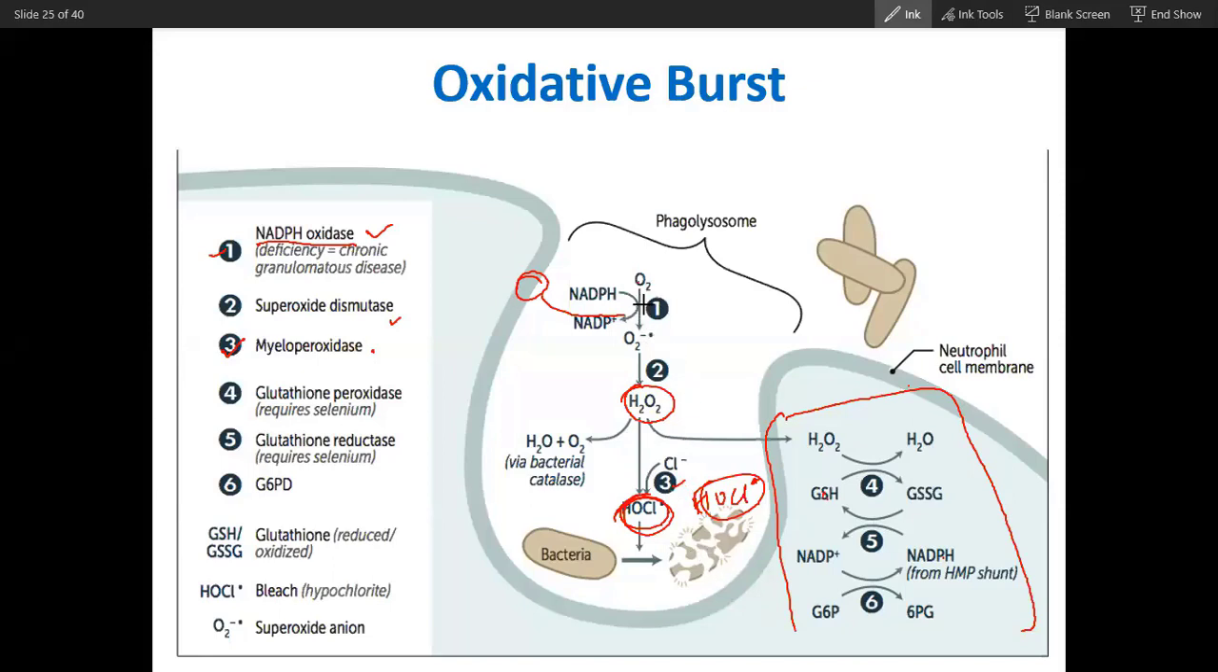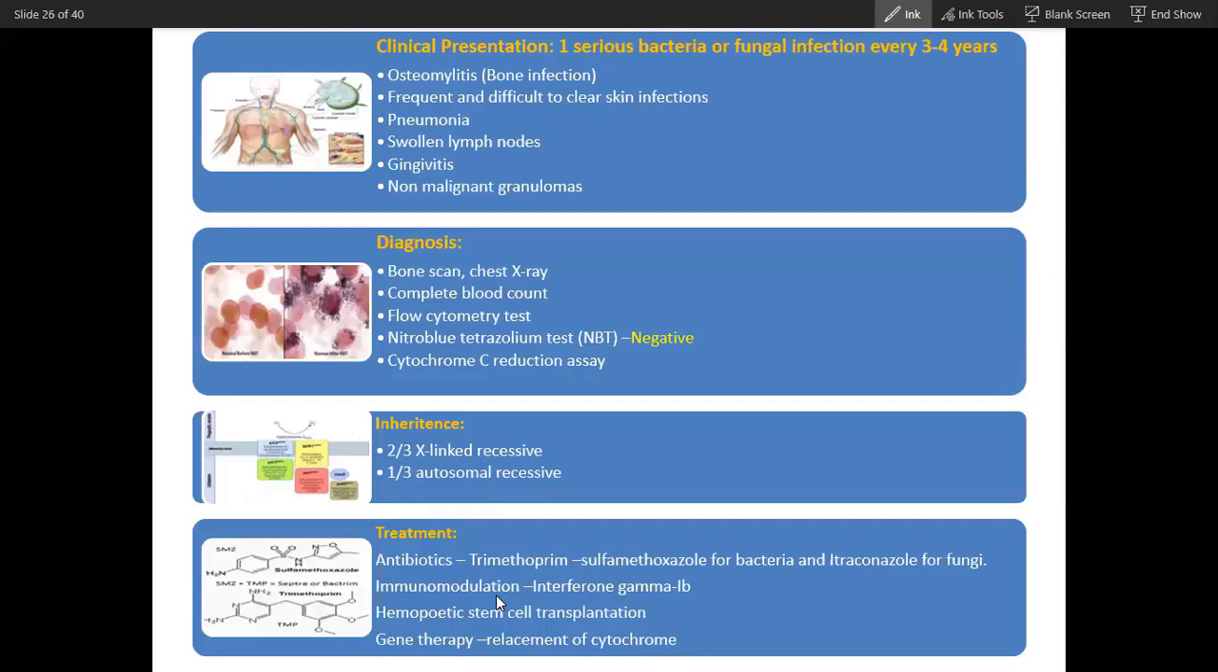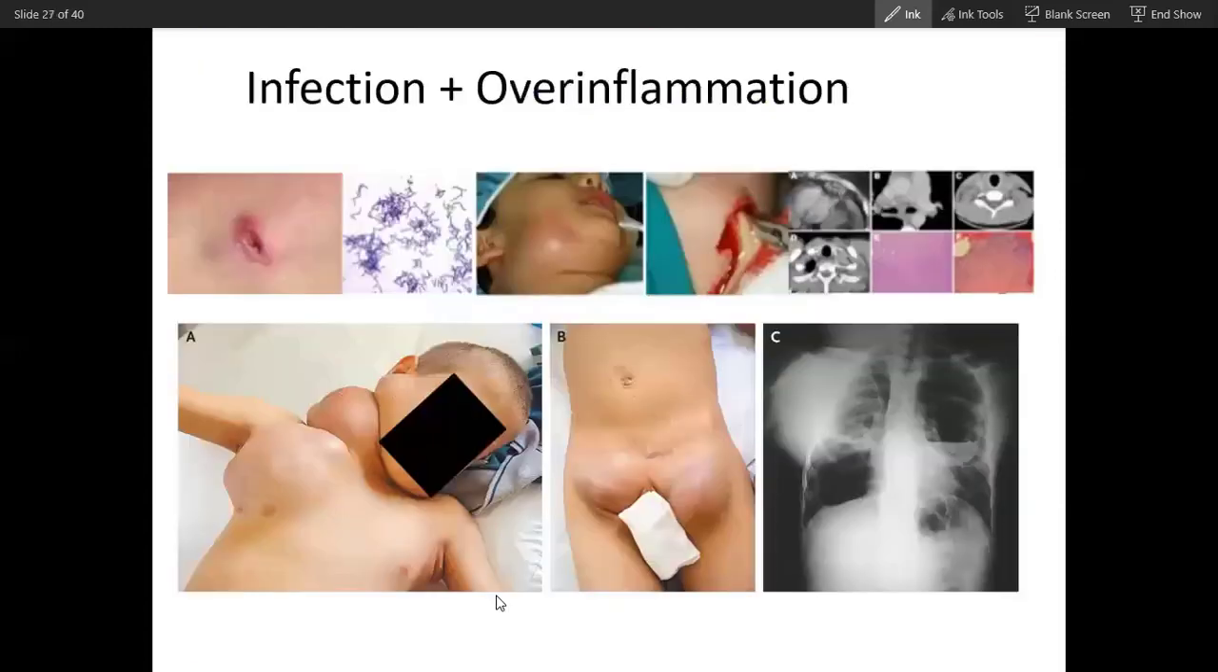So if there is damage to this, there will not be production of this hypochlorous acid, there will not be damage to bacteria, and that is why there will be a high chance of bacterial infection. So this NADPH oxidase deficiency will cause this disease.